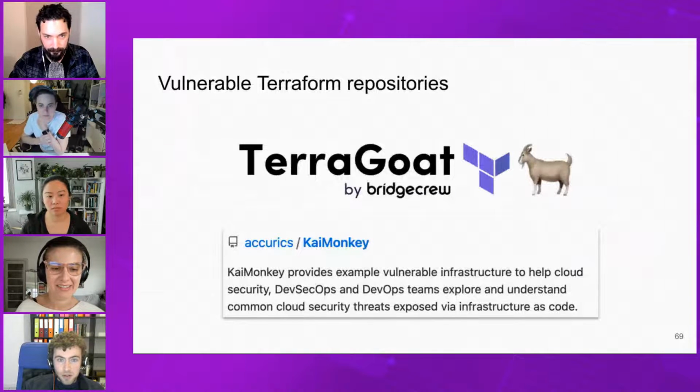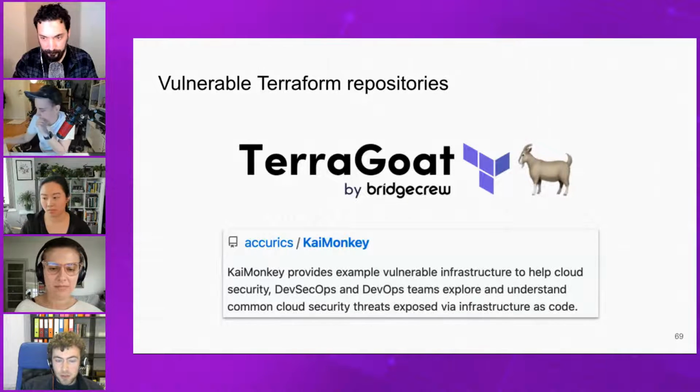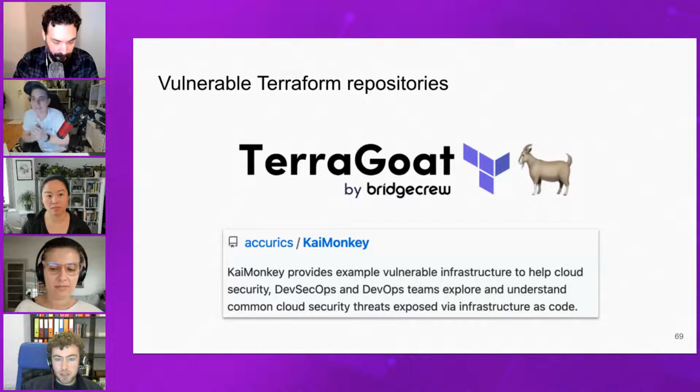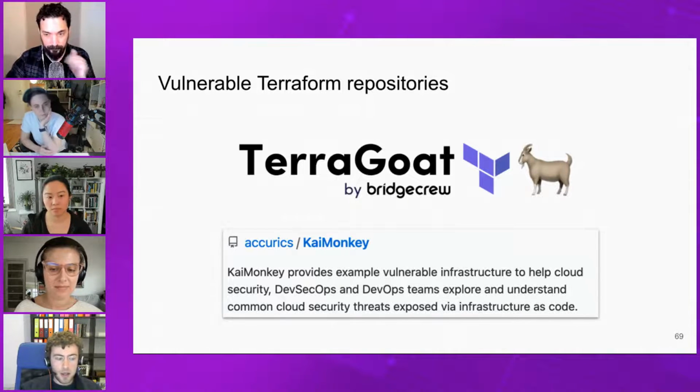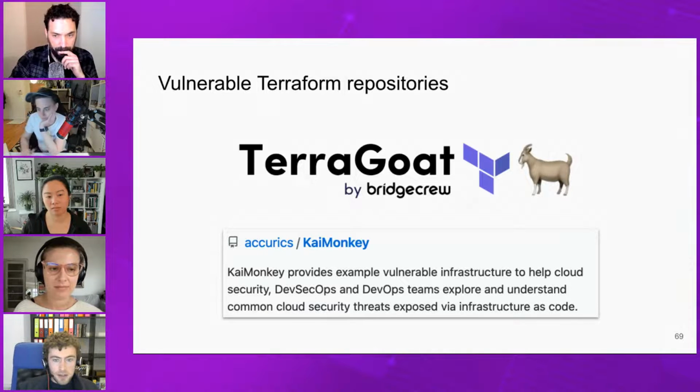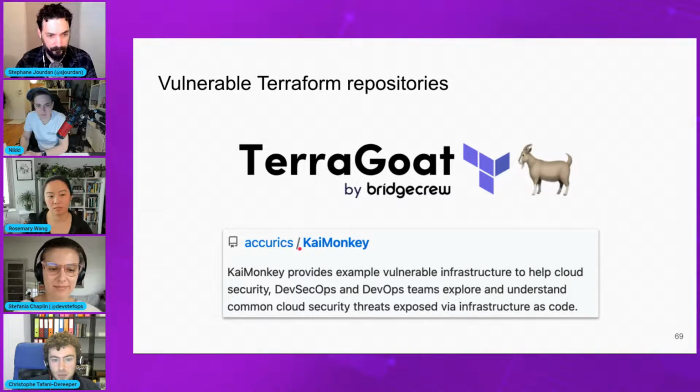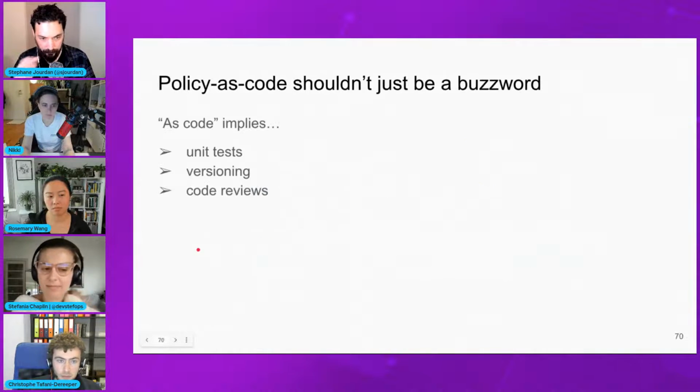There are some repositories that we can use. There are repositories of Terraform code that is purposely vulnerable by design, which can be nice if you want to test some specific security tools and see what they detect and how we can whitelist, and things like this. We have TerraGoat, which is done by Bridge Crew, the makers of Checkov. And we have KaiMonkey, done by Accurics, and they do Terrascan. This can be nice and useful.